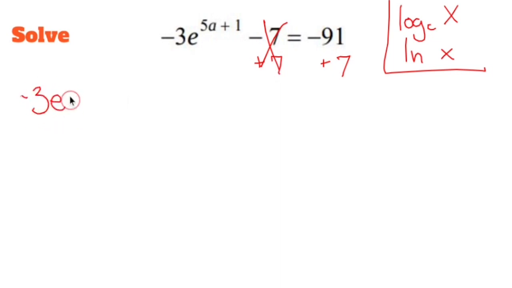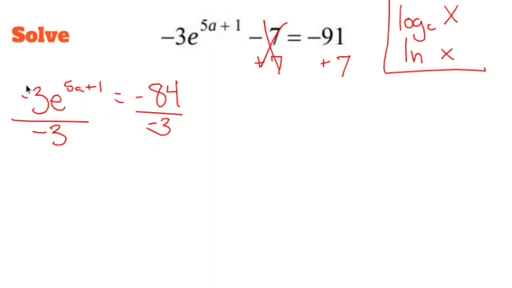Negative 3 e to the stuff is now going to equal negative 84. Yeah. Now, not much I can do here. Oh, you know what I can do? I can divide both sides by negative 3. Let's do that. Let's divide both sides by negative 3.